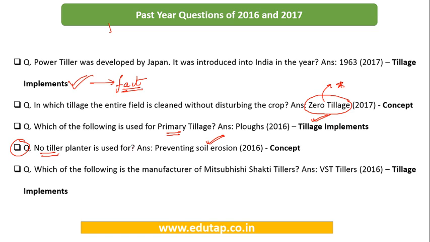Okay. Now, the last question that you can see on your screen is which of the following is the manufacturer of Mitsubishi Shakti tillers? Okay, the answer is VST tillers. Again, the question is on tillage implements.